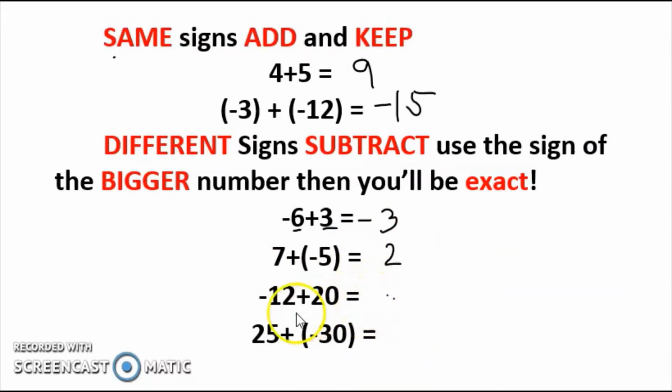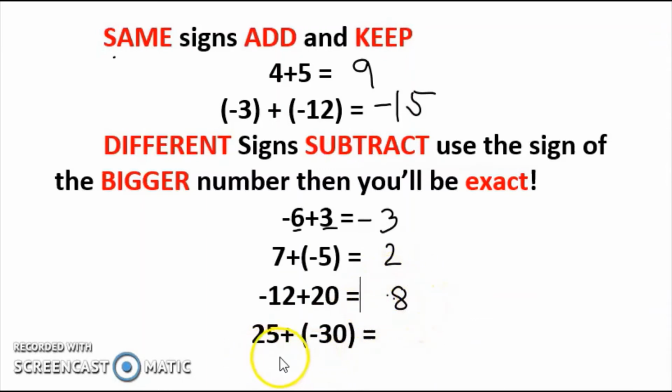So, we have negative 12 plus 20. 1 is negative, 1 is positive. So, different signs sila. Kaya, magsusubtract tayo. So, we have here 8. And then, we use the sign of the bigger number. So, 12 and 20, mas malaki si 20. So, magiging sign natin ay positive. So, ang answer is positive 8.